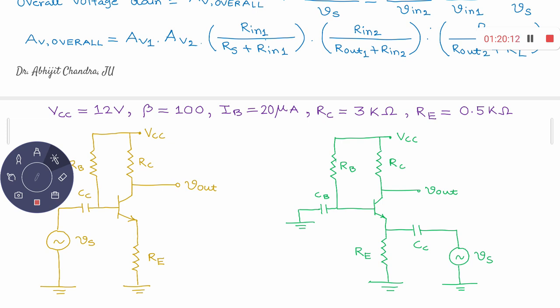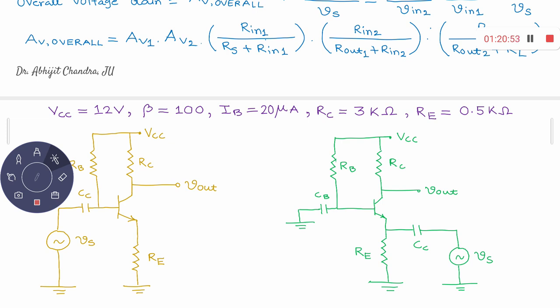Common emitter. Common emitter, common base, common collector. Which one? Common emitter. This one? Common base. This is common emitter, this is common base. So I am just setting the prelude for our next class. You will see a lot about this combination: common emitter, common base cascade, known as cascade. Common emitter, common base cascade is known as cascode, CASCODE. Cascode amplifier.